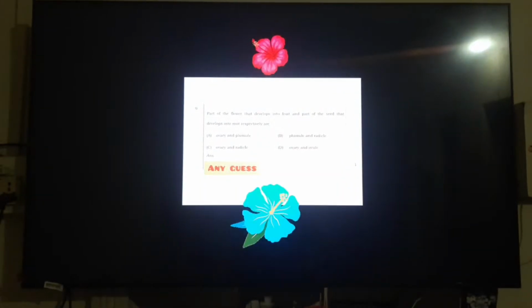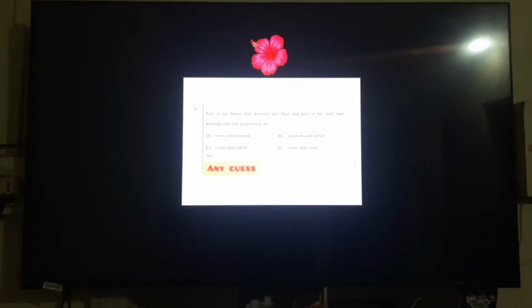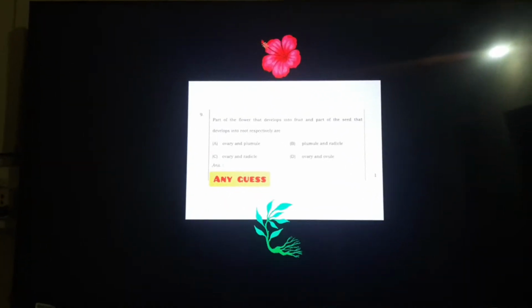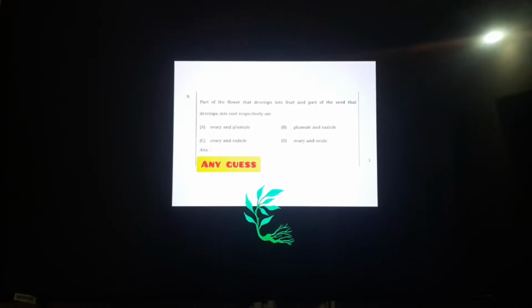Next question. Part of the flower that develops into fruit and part of the seed that develops into root, respectively, are? Four options they have given here. A. Ovary and plumule. B. Plumule and radicle. C. Ovary and radicle. D. Ovary and ovule. So the correct answer is option number C, ovary and radicle.